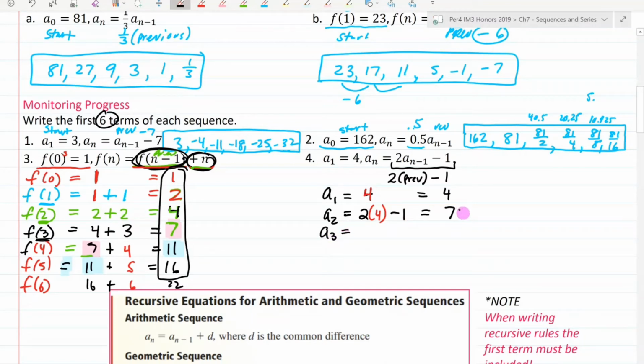For the third term, we have to do 2 times 7 minus 1. So it's 2 times the previous term minus 1. Okay, so that's 14 minus 1, which is 13. So 2 times 4 minus 1. 2 times 7 minus 1. So the next one's going to be 2 times 13 minus 1. So it's going to be 25.